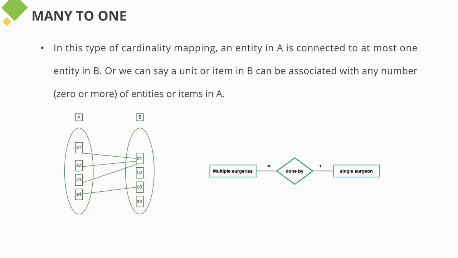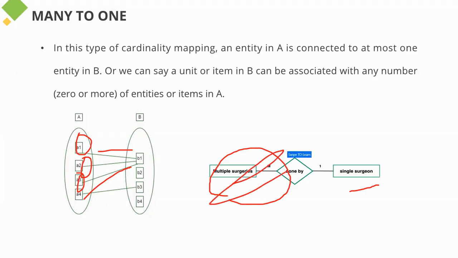If you move to a many to one relationship, A1, A2, A3 can be mapped to only one from the associated set. Like A is connected to at most one entity in B. It can be any, but at most one entity. Whereas B can be associated with any number of entities in A. Suppose multiple surgeries can be done by a single surgeon. Like a surgeon can do multiple surgeries. You can say it in reverse, like one to many or many to one. Same indication. So this is how it goes. A single surgeon, right?